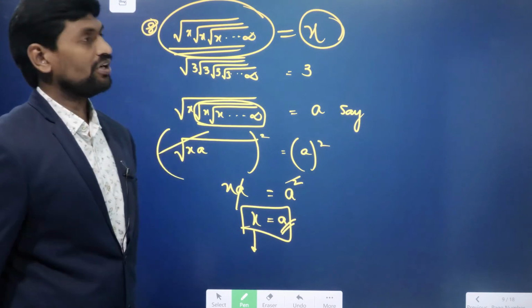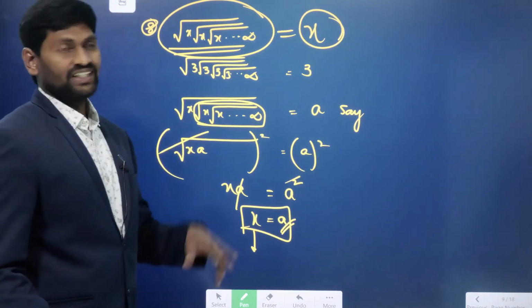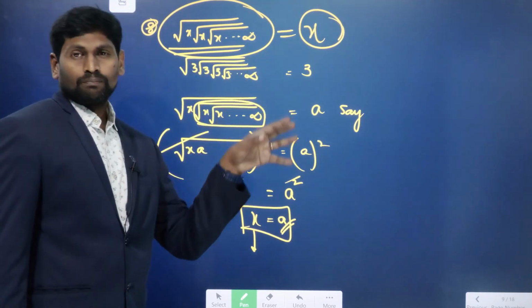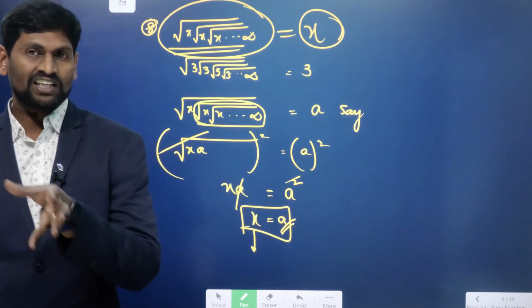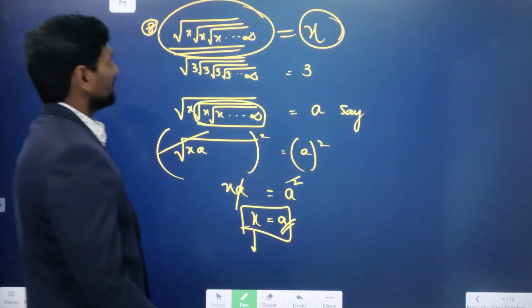But the ninth one is somewhat different. Because in the earlier ones it is given up to 8 times, but in the ninth question it is not given up to 8 times, only some specific number of times is given. Let us see that problem also.